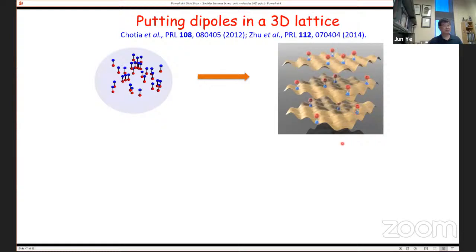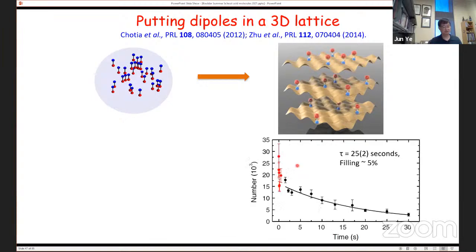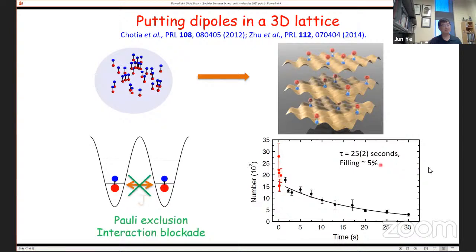And as I said, let's step backwards a bit in history. In fact, about 10 years ago, we did put these molecules in a 3-dimensional optical lattice. It's just that at that time, the molecules were still thermal, so the filling fraction is very tiny, and you can see most of the sites are empty, but occasionally have molecules occupying them. And they indeed live very long. We can have a 25 second coherent lifetime in this 3-dimensional optical lattice.